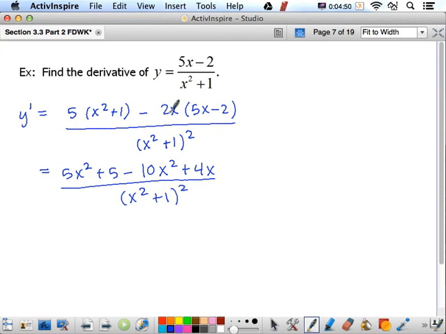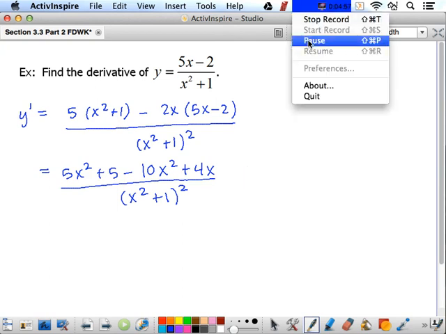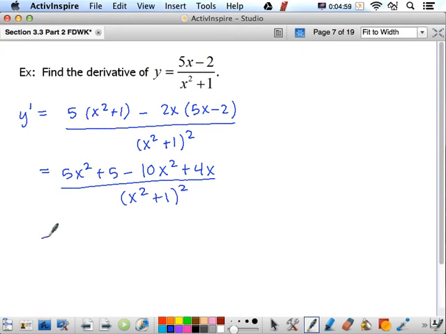And now you guys, when I distribute the minus 2x to the minus 2, it becomes positive 4x. And that was the only thing that I had messed up there. So on top, now we need to combine like terms, and we get negative 5x squared plus 4x plus 5 all over x squared plus 1 quantity squared. And I do not believe that the top will factor because nothing will multiply to negative 25 but add to 4. Is that correct? Okay, so we are finished.